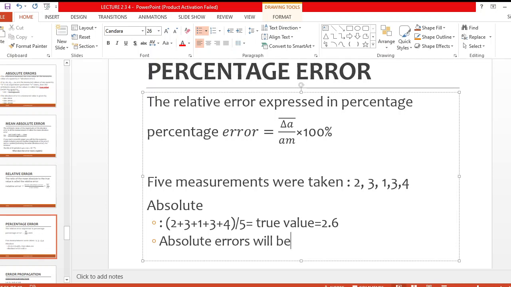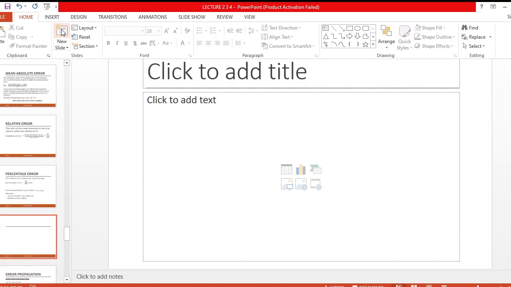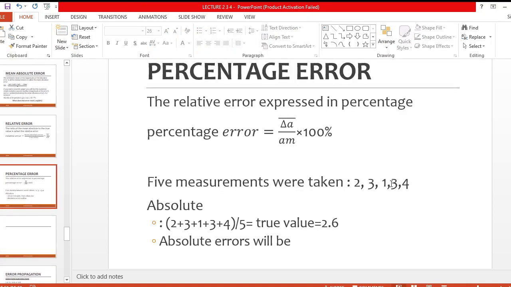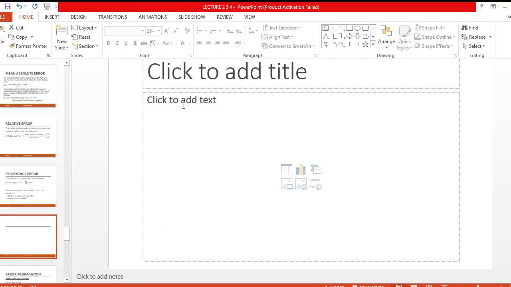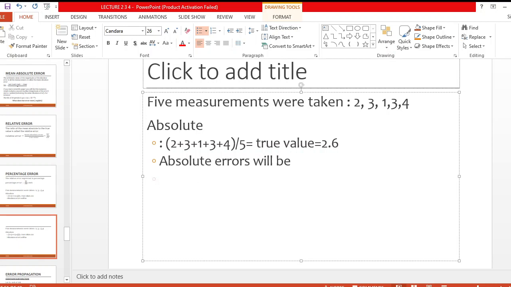will be, so I'll go to the next slide. Absolute errors will be for measurement. So I'll just copy this so that we should see it on the next slide. The absolute errors will be for measurement 1. Let's take measurement 1 as A1. The absolute error will be the true value, which is 2.6, minus the measurement of 1, which is 2, and what we get will be 0.6. So this is the absolute error for measurement number 1.